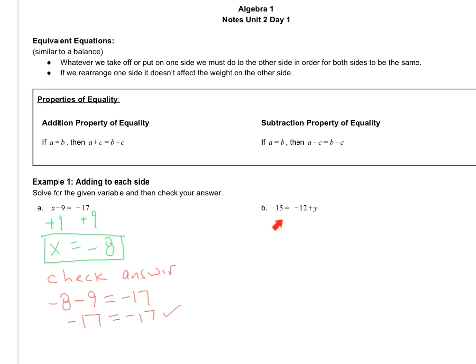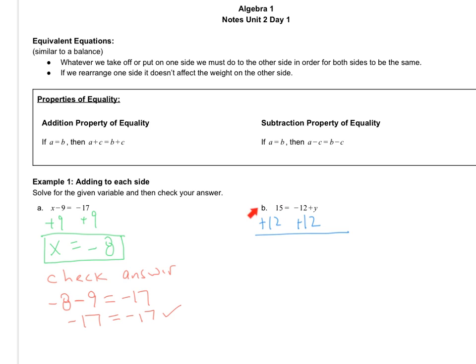Let's do another one. Let's look at letter B. Letter B, I have 15 equals negative 12 plus y. My variable is on the right-hand side, which means I have to get rid of this negative 12. Since it's a negative, to make 0, I need a positive. So I'm going to go ahead and add 12 to this side. And if I add 12 to the right, I must also add 12 to the left.